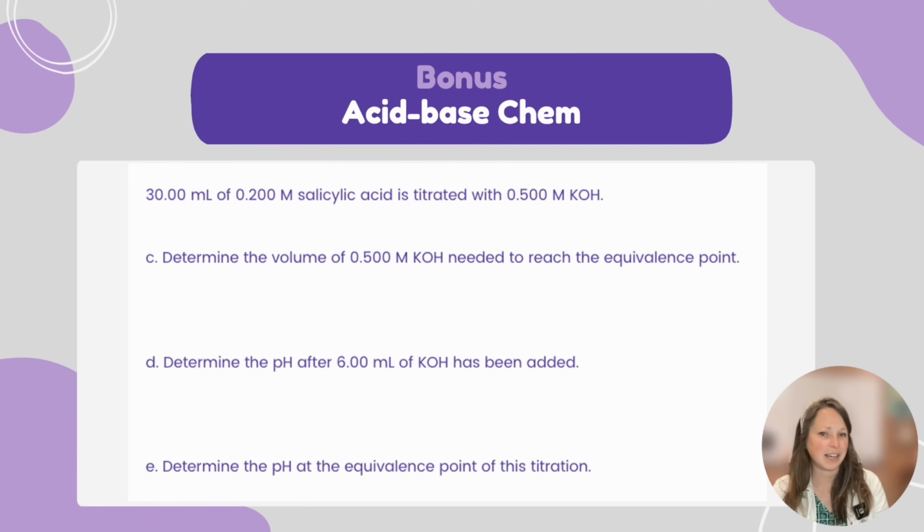So what happens at the equivalence point? What is true? The moles of acid are equal to the moles of base. So what we want to do is find our moles of salicylic acid and then make those equal to the moles of potassium hydroxide.